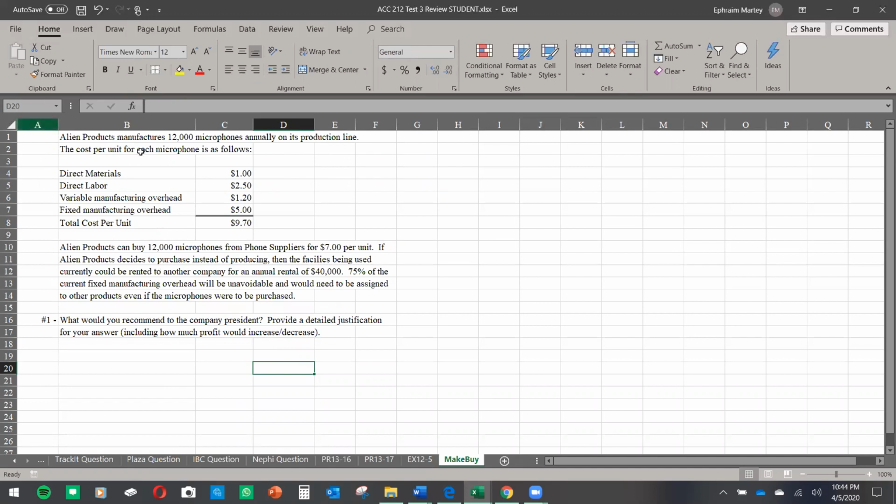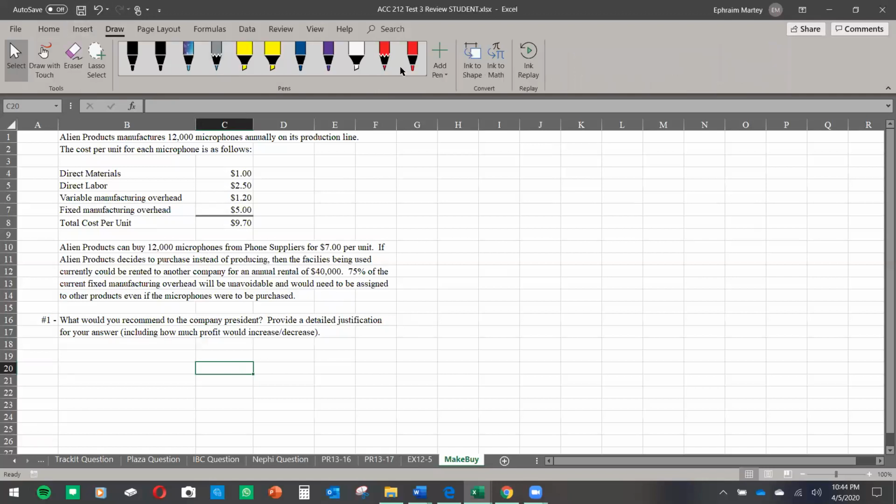So we have a company here that manufactures 12,000 microphones annually. This is direct material, direct labor, variable manufacturing overhead, and fixed manufacturing overhead, and the total is 9.7. We're going to compare, because they want to buy microphones from another company. Remember, they're going to buy the same 12,000 units, so that makes our work super easy. And they will spend $7 per unit.